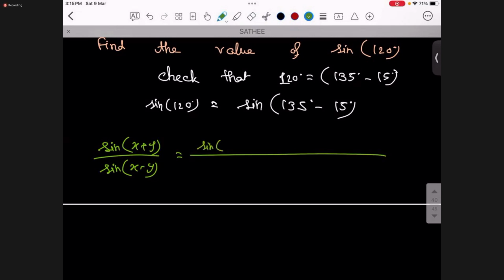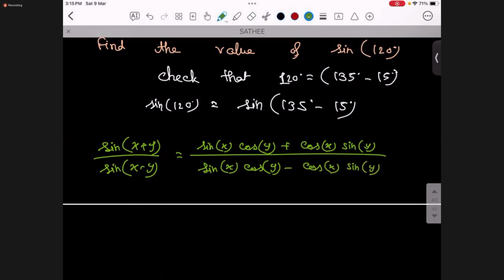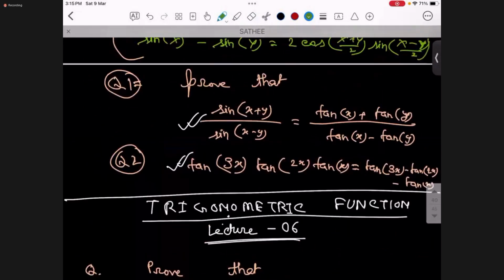Sin x cos y plus cos x sin y. And what will be the lower section? Sin x cos y minus cos x sin y. Okay. Now, what are they asking here?